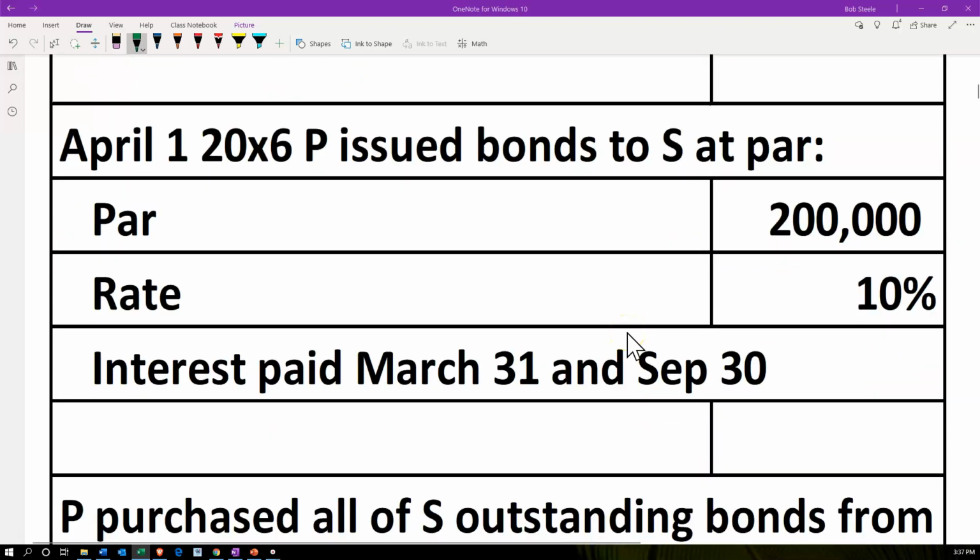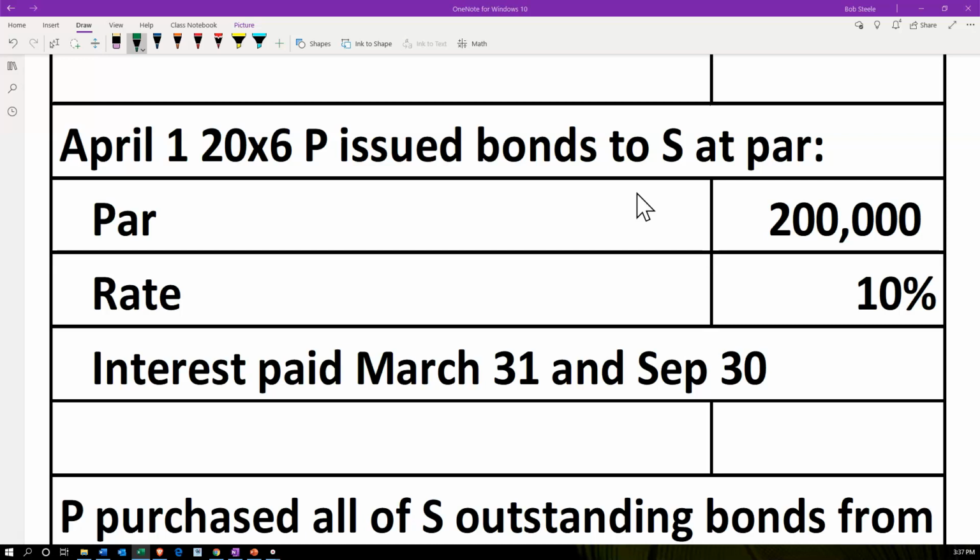Then we have April 1st, 20X6. P issued bonds to S at par value. So this is more of our simple kind of transaction with the bonds. Then we'll have a more complex type of one that we'll be able to compare and contrast within the same problem, because in this one, the parent issued the bonds directly to S. Therefore, when we do the transactions, they will mirror themselves. The journal entries on P and S will look much the same, and opposite, mirroring each other very nicely.